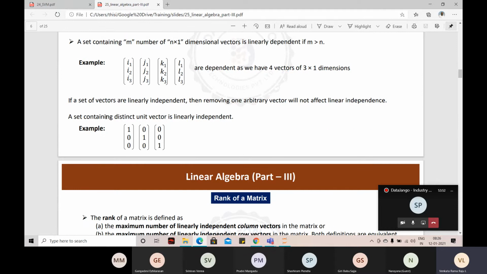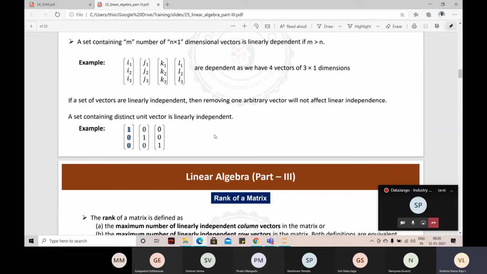Okay. So a set containing unit vectors. See this, I am calling them unit vectors. What is a unit vector? If you calculate the norm of this vector, you will get 1. What is the norm of this vector? Can somebody tell me? Norm of this vector?